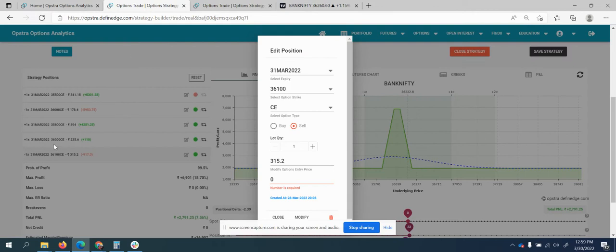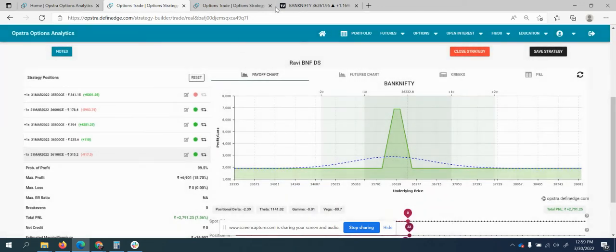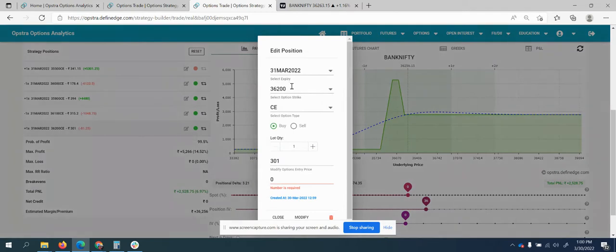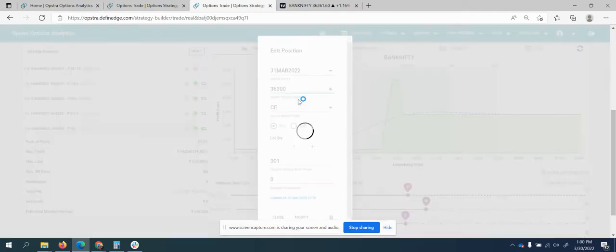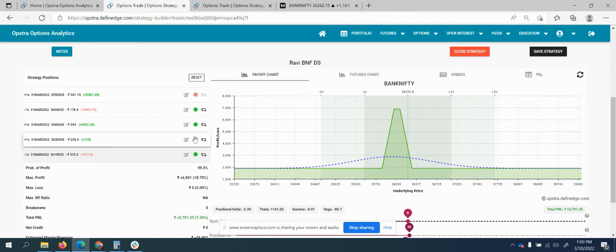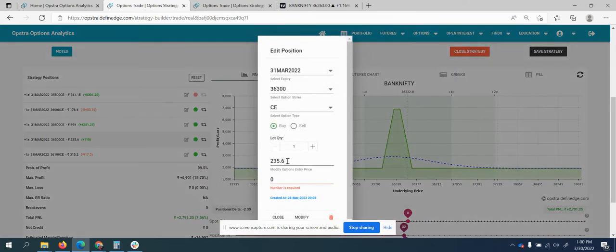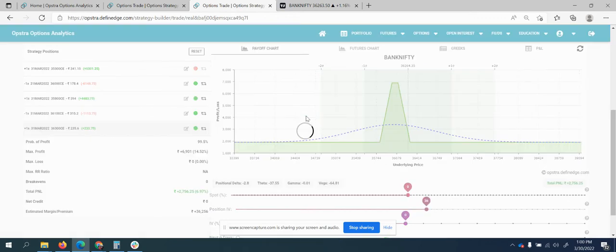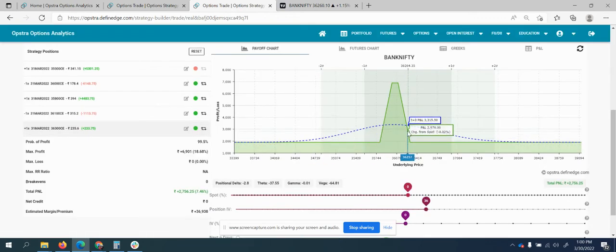And then I bought one more call, that is 36,300. All right, I'll come back here. I'll just convert this to 36,300. This I bought for almost 235.6. All right. So friends, this is my trade.